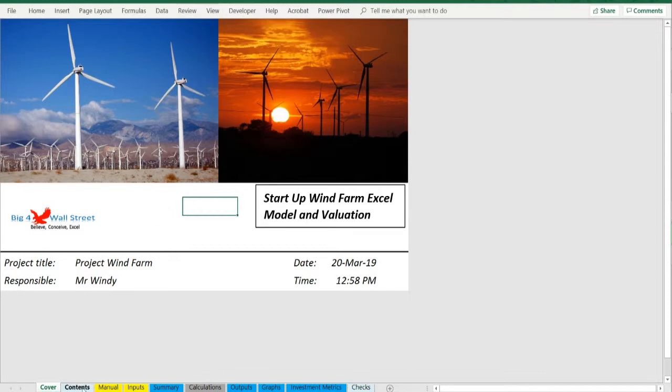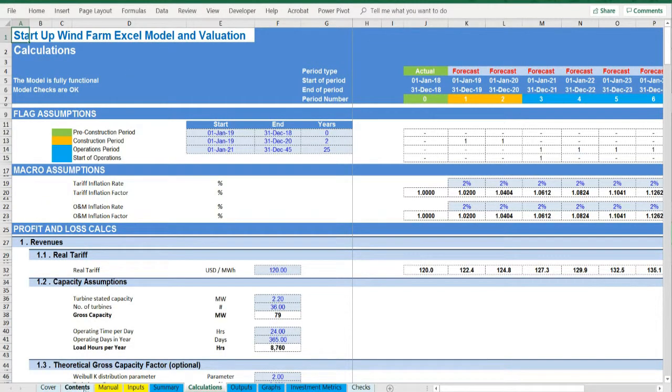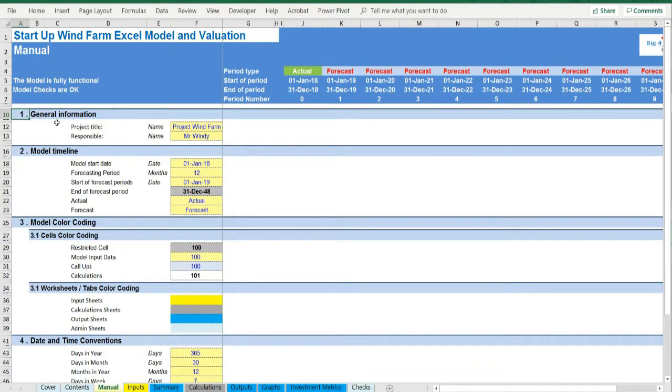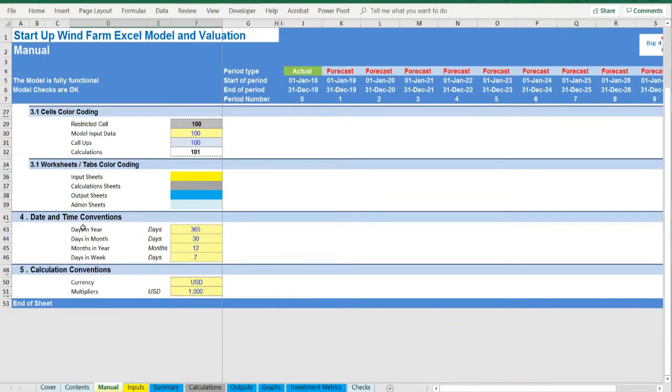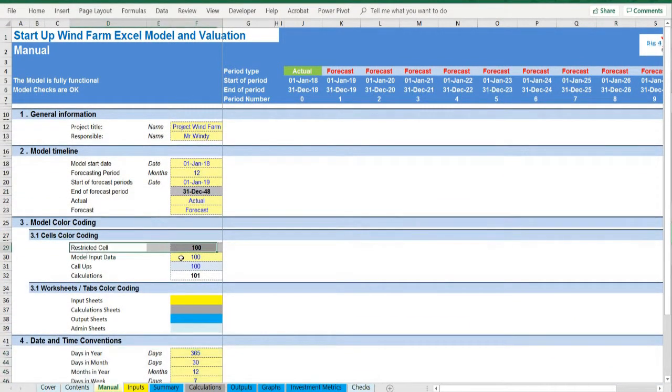So a quick overview of the model. In the contents tab you can see the structure of the model, and by clicking on any of the headlines you are redirected to the relevant worksheet. On the manual tab you are able to feed the general information for the model such as model name, responsible, timeline of the model and date and currency conventions. Additionally there is a description of the color coding of the model in the same tab.